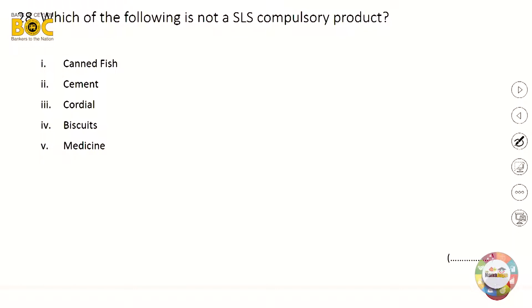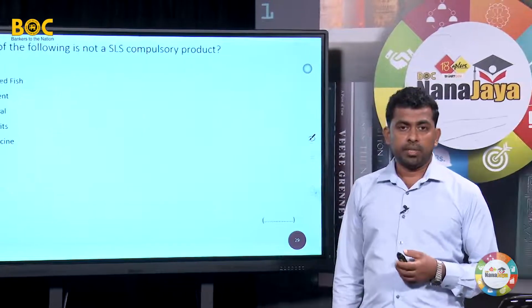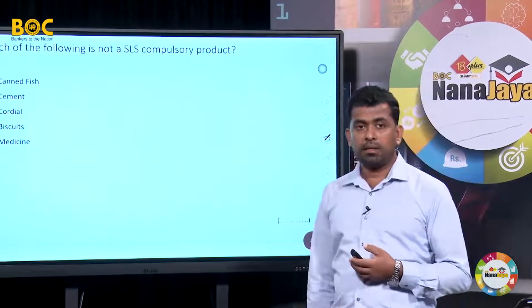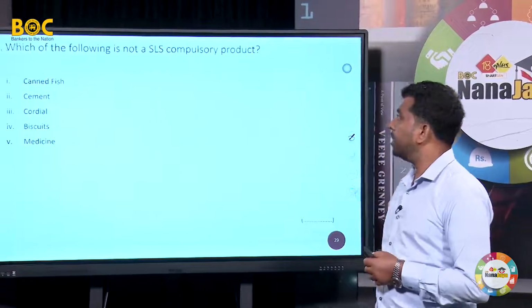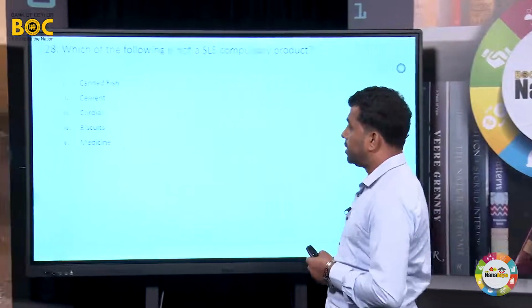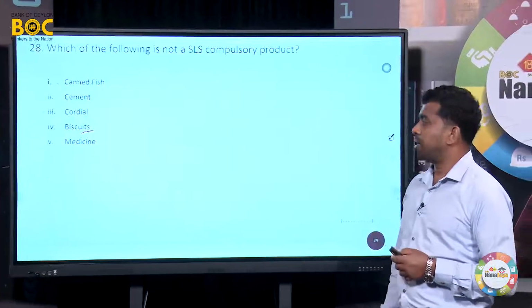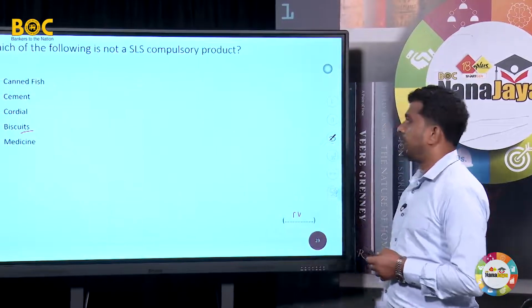Question number 28. Which of the following is not an SLS compulsory product? There are some products which should be offered to the market with the SLS mark. As an example, brown sugar, fruit juice, ready to drink, synthetic drinks, ready to serve, cement, canned fish, condensed milk. These products should be offered to the market with the SLS certified mark. Canned fish, cement, cordial, medicine, biscuits. The SLS mark is not a compulsory requirement to offer biscuits to the market. The option is the fourth one for question number 28.